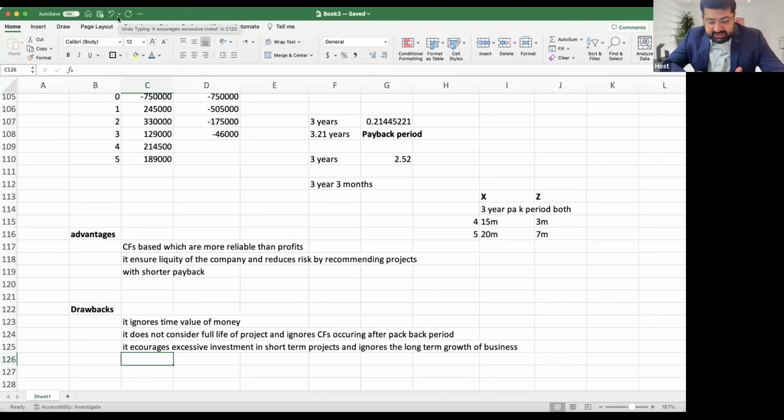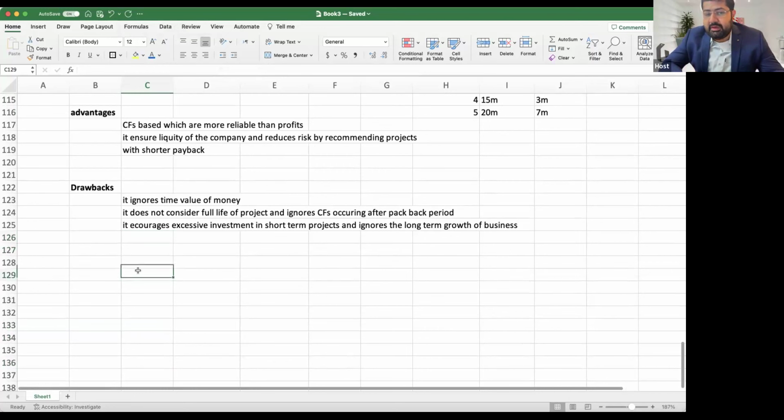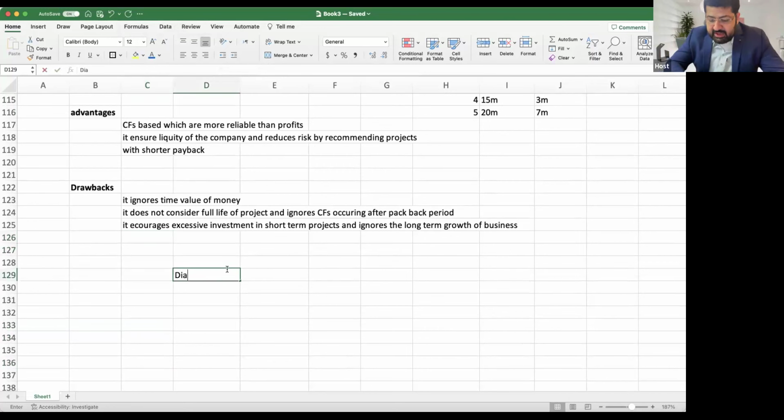Now, the next point is the discounted payback period method, which actually removes this drawback.